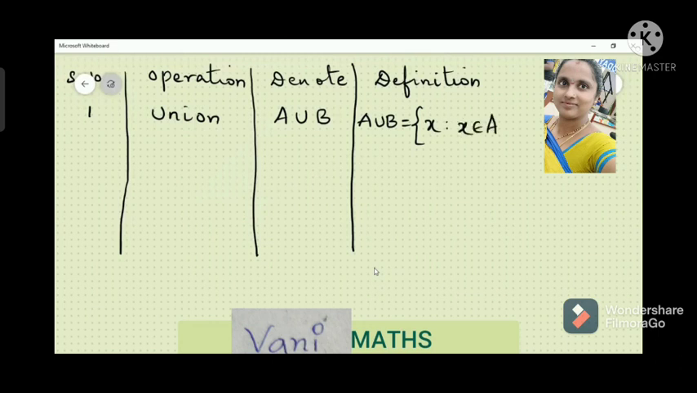Or x belongs to B. Second one, what is the second one? Intersection.